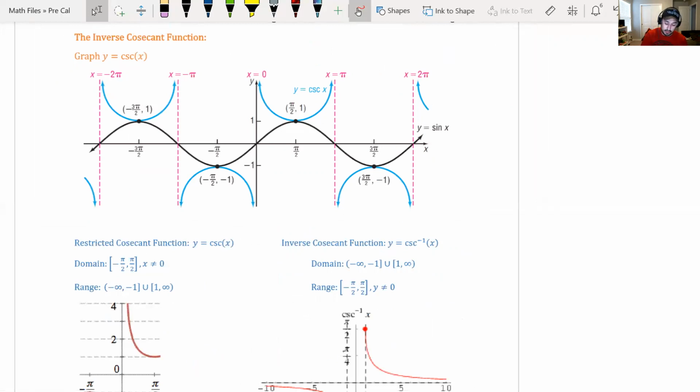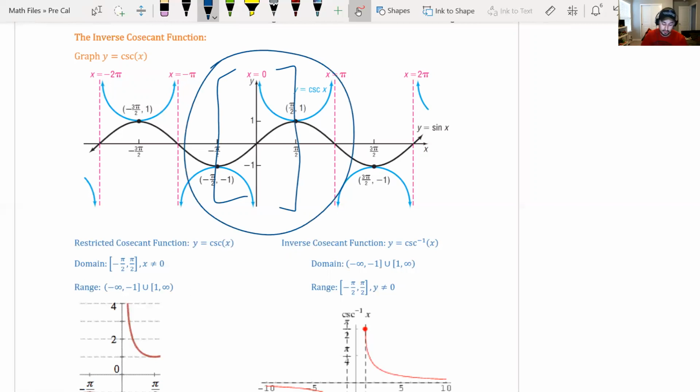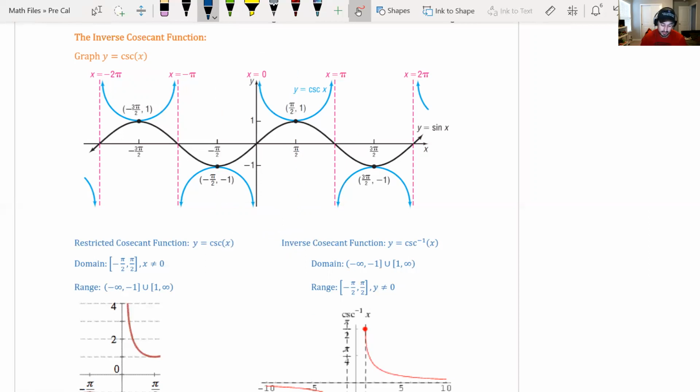If you draw a horizontal line through it, you intersect it infinitely many times, which means it is not 1-to-1. But we can restrict the cosecant function to become 1-to-1. And the most popular restrictions are negative pi over 2 to pi over 2. If we restrict it to this domain, then it becomes 1-to-1. And did I get that right? Yes, they're right there. And of course, x can't equal 0 because x equals 0 is a vertical asymptote. Okay, perfect. So we restrict that domain.